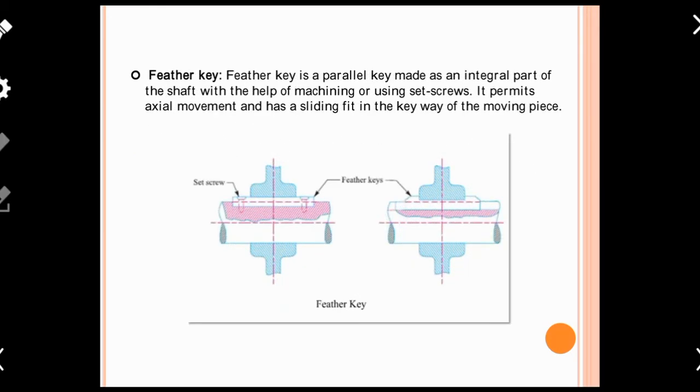The last category of this type of sunk key is the feather key. Generally, a feather key is an integral part of the shaft. That means if you are looking at a feather key, it will look exactly similar to a rectangular or square sunk key, but there is one small difference between those and feather keys, and the difference is that there are two drill holes provided from the top to the bottom surface of this type of key, and a set screw or a pair of screws is inserted in the holes provided.